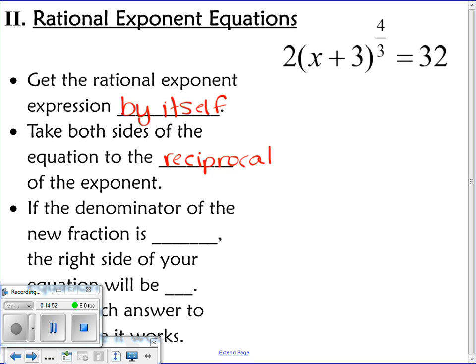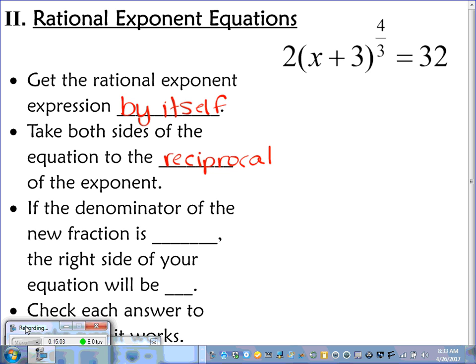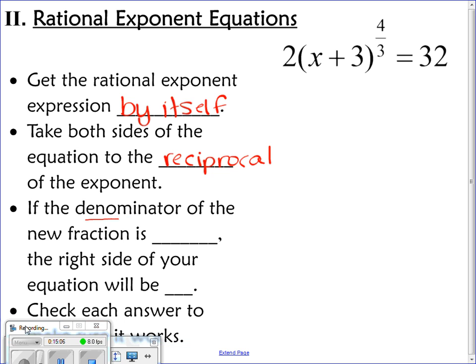There you go. All right, if the denominator of the new fraction is blank, the right side of your equation will be blank. If the denominator of the new fraction, once I flip it, is even, the right side of your equation will be plus minus. That's the new part. That's probably the hardest thing to remember today. It's just remembering that. Don't whine. All right, and then make sure you check each answer to make sure it actually works.